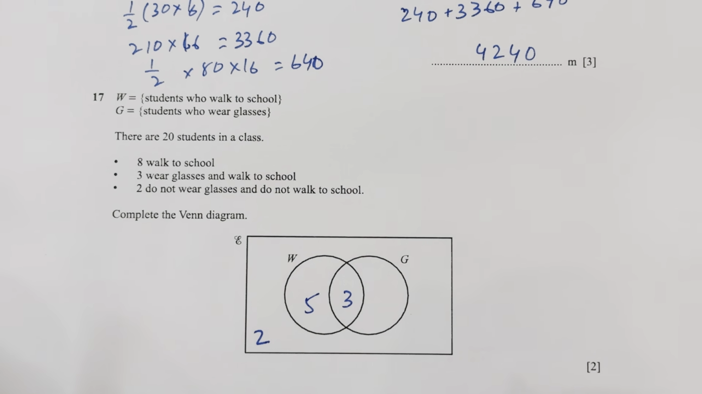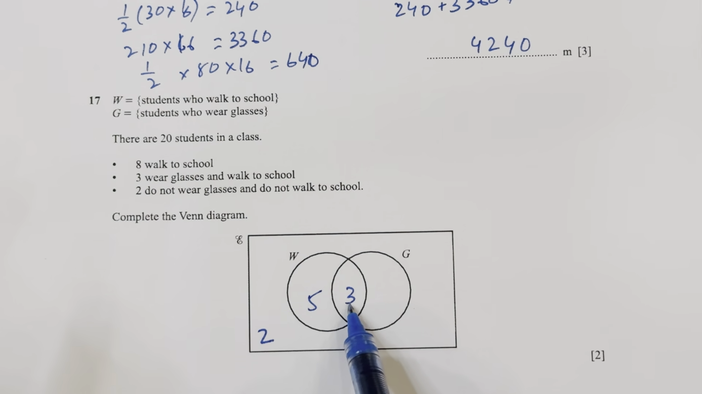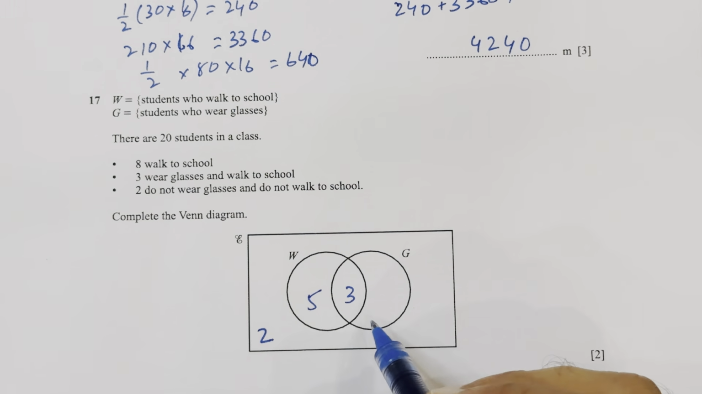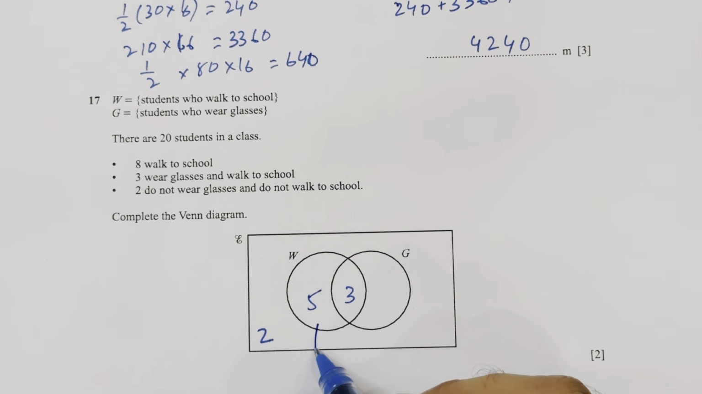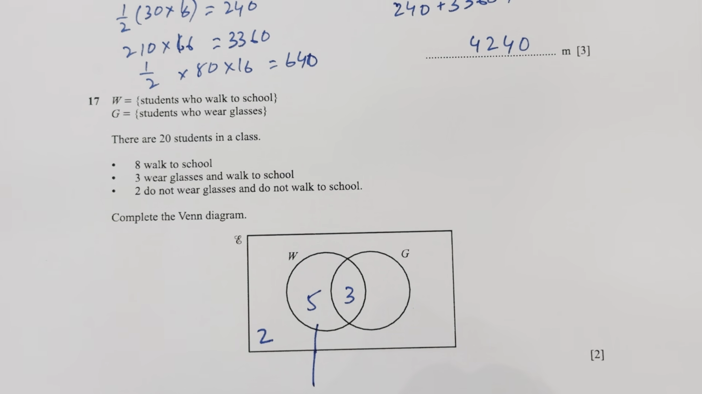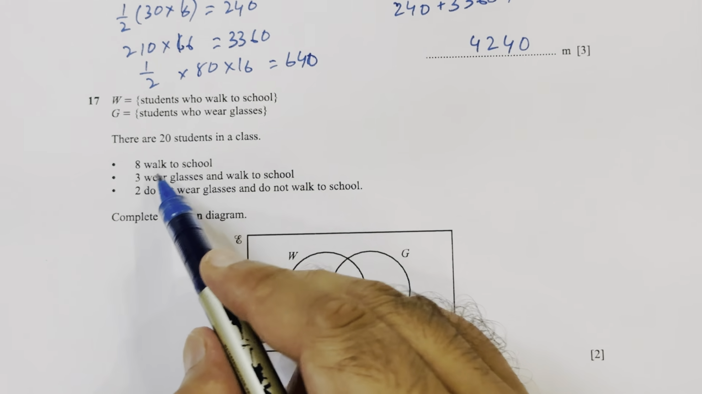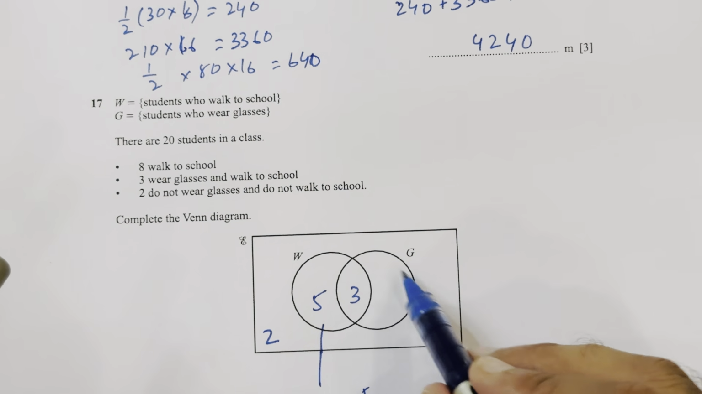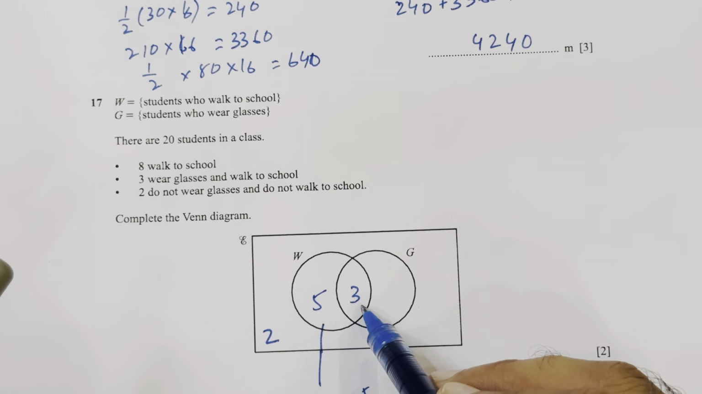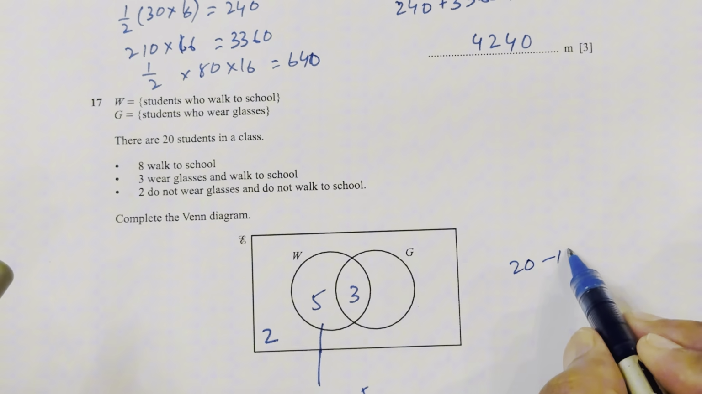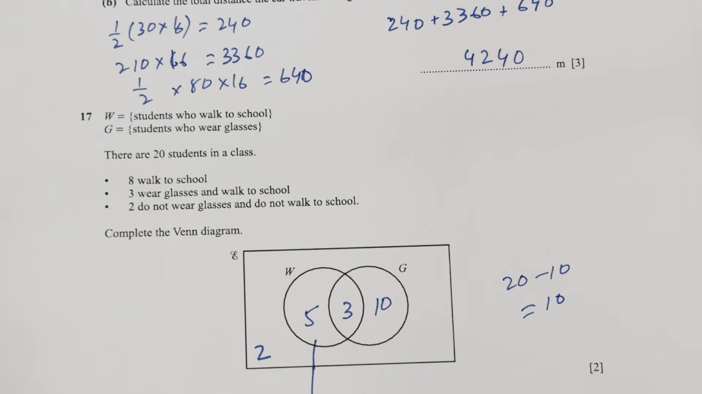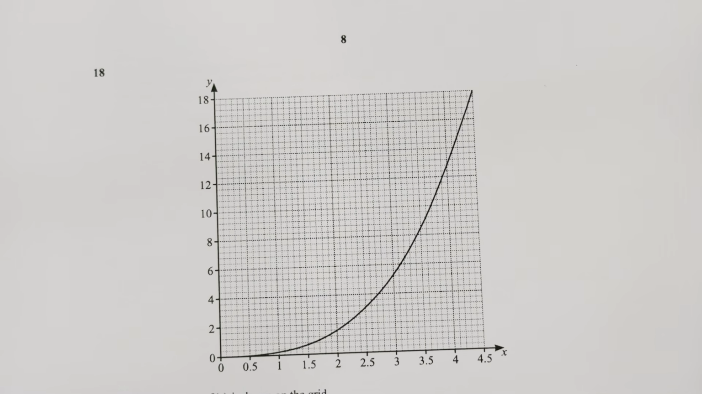Complete the Venn diagram. So there are 20 students, 2 plus 3 would be 5, 5 plus 5 would be... And how do you get the 5 value? That would be 8 minus 3 is equal to 5, because 8 walked to school, and 3 value was here. And you get the value of the remaining: 2 plus 5 is 7, 7 plus 3 is 10, and total students are 20, so 20 minus 10, so this would be 10 over here. So this was again an easy question carrying 2 marks.